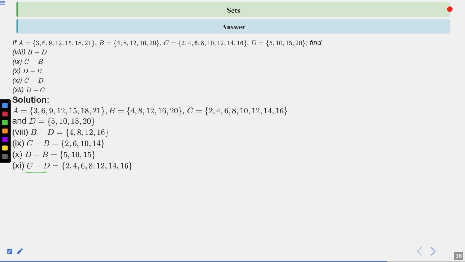For C minus D, write down the complete set C, eliminate all the elements which also belong to D. You are only left with these elements, and C minus D will be your set 2, 4, 6, 8, 12, 14, 16. And for the last, D minus C, just write down the complete set D, eliminate all the elements common to C. You are only left with these 3 elements, 5, 15, 20. Clear? I hope it is clear.